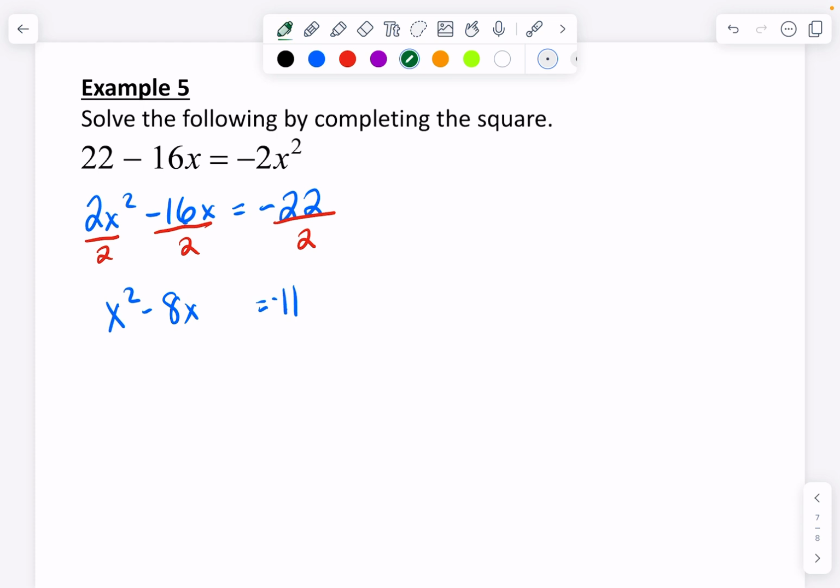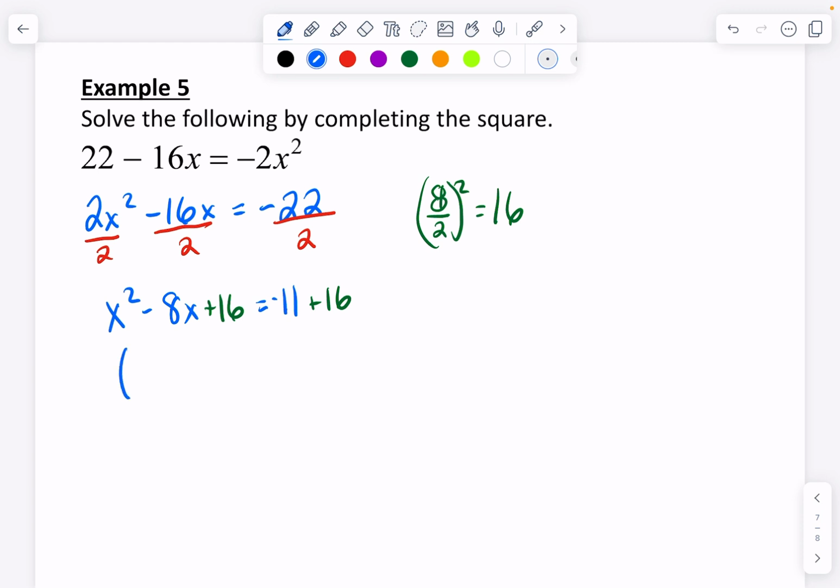Now, since my coefficient on x squared is 2, I divide each and every term by 2. Now, I take 8 divided by 2 squared. Well, that's 4 squared, that's 16. I add 16 to both sides. What I find is students forget to add it to both sides. Add it to both sides.